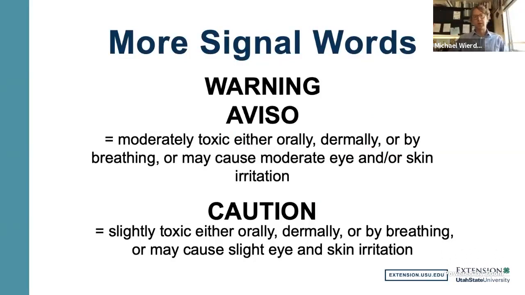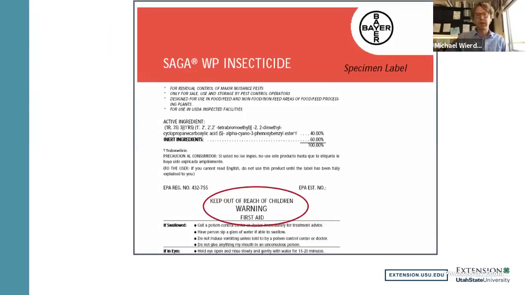The other 2 signal words are warning and caution. Warning or aviso indicates that the pesticide product is moderately toxic by any route of entry, or that it can cause moderate eye or skin irritation. The caution signal word is reserved for products of low toxicity. The warning signal word is shown in the first part of the pesticide product label along with the statement, "Keep out of the reach of children."